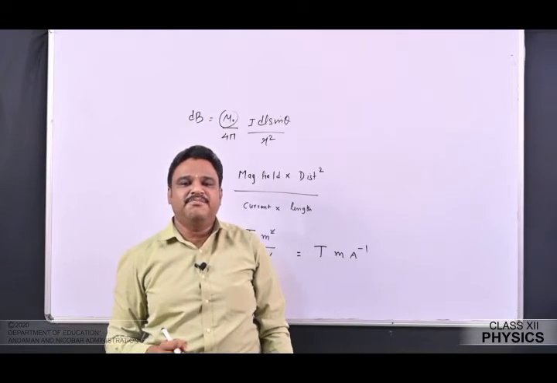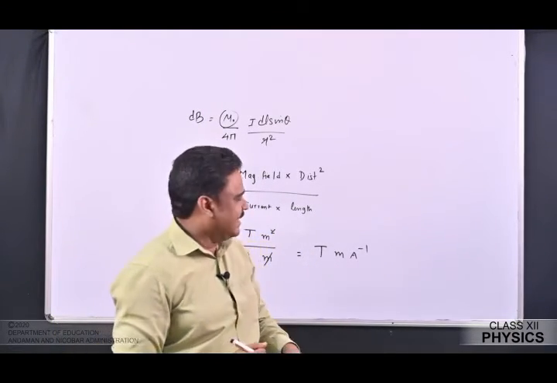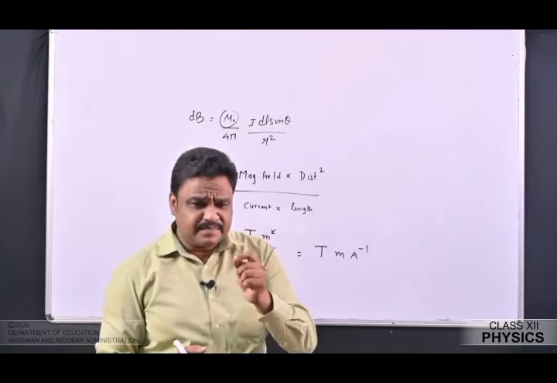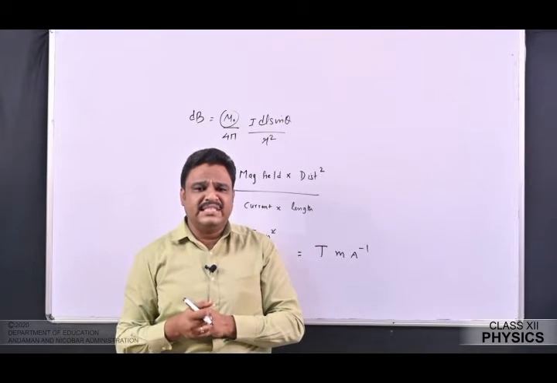So what is the SI unit of magnetic permeability of free space? I can say Tesla meter per ampere, that is, Tesla ampere inverse into meter. With this, I'm going to get into my fourth question.